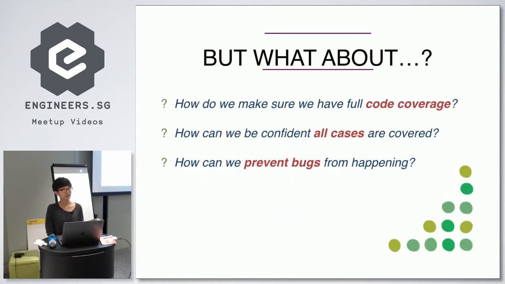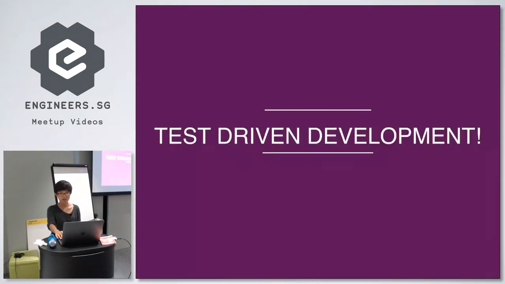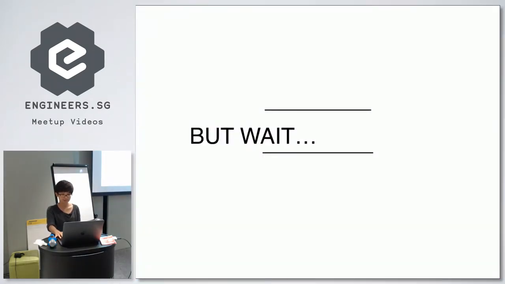Testing is a very, very big, very general concept. How do we make sure of quality? There are a few points that people may be concerned about. Firstly, the code coverage, and how confident people are that all the scenarios are covered and bugs are prevented. How does testing do it? The answer is TDD. So this is where TDD comes into the picture. Let me talk about more details about it.